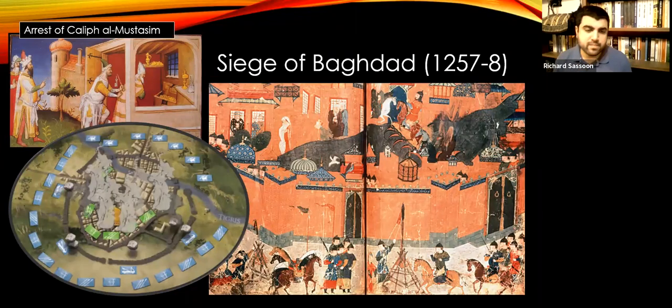Now, a few points to make about the way that they're attacking Baghdad. You can see that there are actually two sets of walls around the city, right?